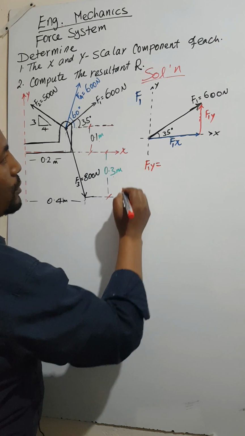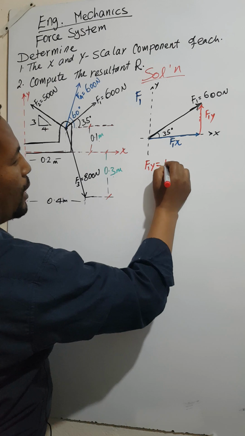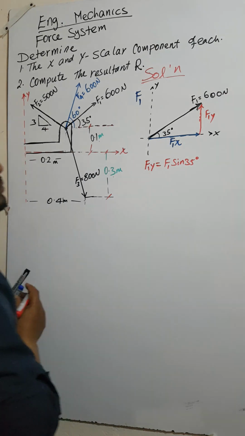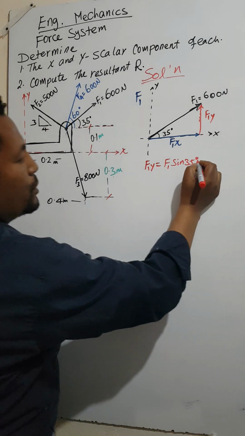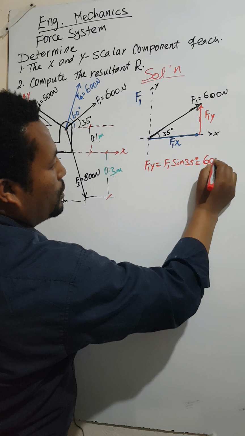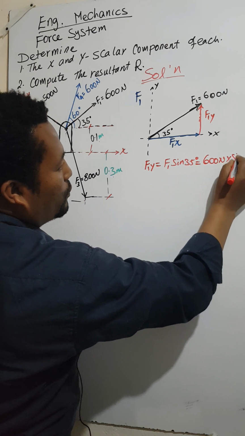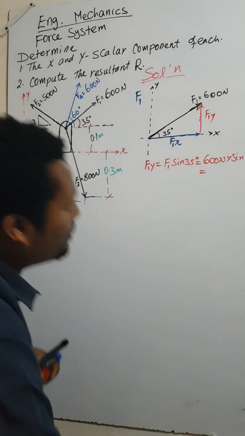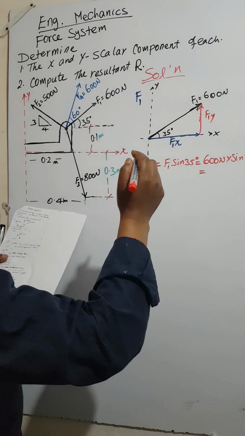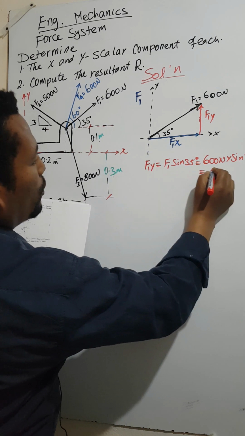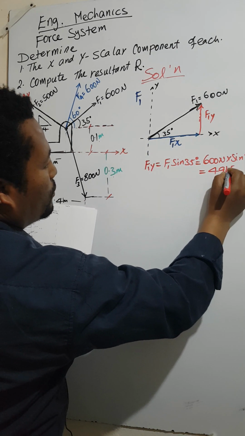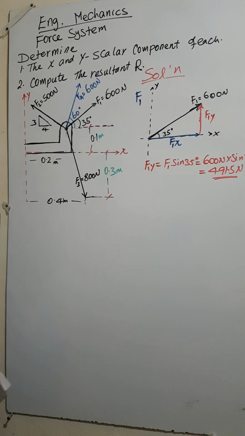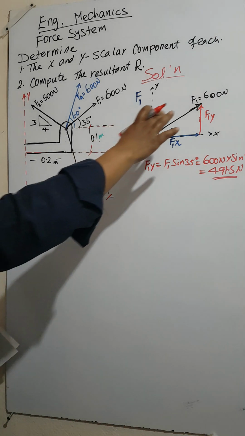so that F1y is equal to F1 sine of 35 degrees. Okay, so this is equal to F1 is 600 newton times sine of 35 degrees. ይሄ የተሰራው ቴስት ስላለ እናስቀምጣለን። Okay, so this is 491.5 newton force. Okay, is the y component of this force.